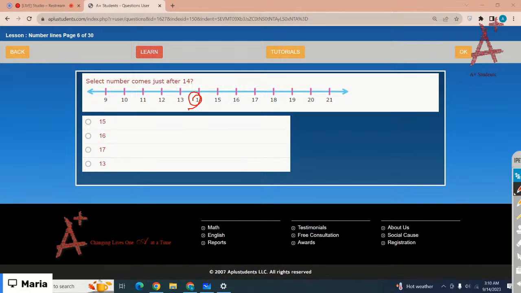You have to find the number that is just after 14. That means you have to go to the right of 14. So on the right side of 14, you have 15. That means the number that is right after 14 is 15. So the correct option is 15. Right?